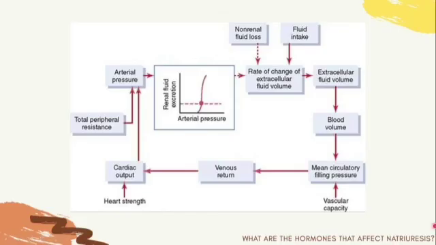Now, we are going to answer the question, when does pressure natriuresis occur? It occurs in the renal body fluid feedback mechanism. This operates to prevent your continuous accumulation of salt and water intake. Also, it maintains your fluid balance and minimizes changes in your blood volume, extracellular fluid volume, and arterial pressure.